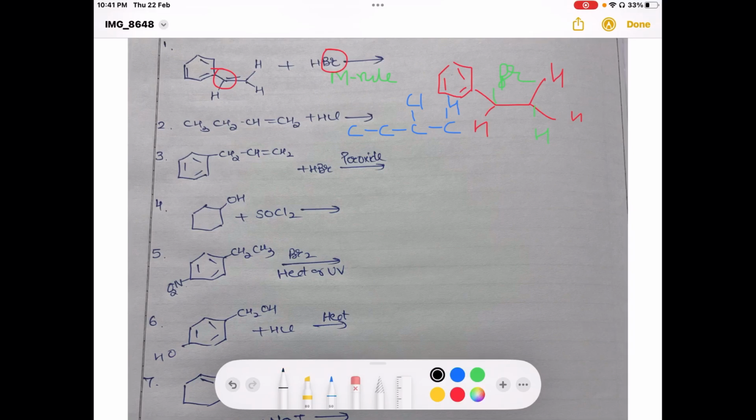Now the next is the addition of HBr in the presence of peroxide. So this one is an anti-Markovnikov rule. In case of the anti-Markovnikov rule, the negative part gets attached to the carbon which has a more number of hydrogen. So the Br part comes here and the hydrogen to the non-terminal carbon.